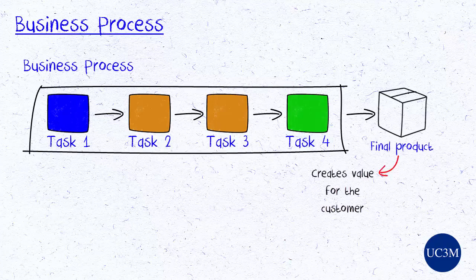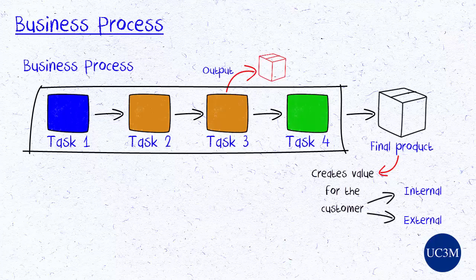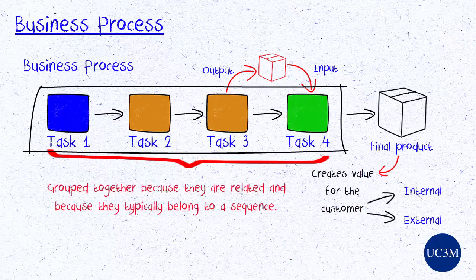This customer can be external to the company or a so-called internal customer, typically another group or department within the company. Quite often, the output of a task is the input of the following task. Thus, tasks are grouped together in a process because they are related by the effect they produce and because they typically belong to a sequence, not because they are similar.